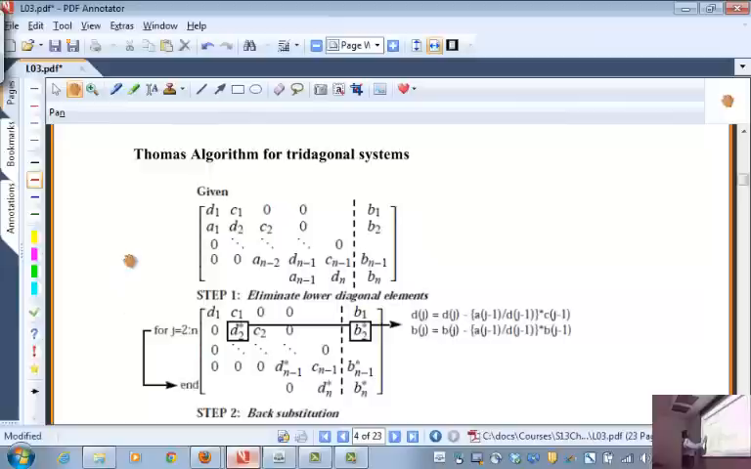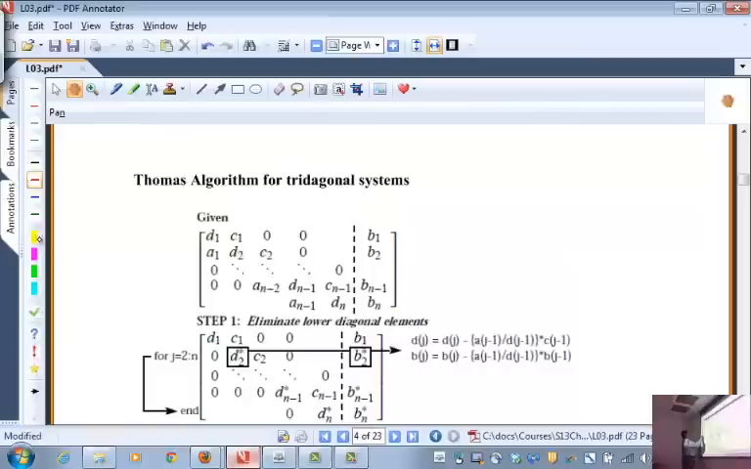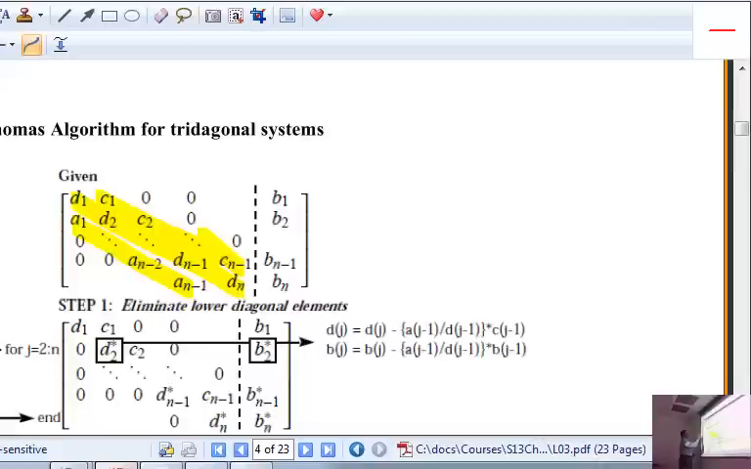Okay, so I just wanted to introduce you to the Thomas algorithm, which is for tridiagonal systems. A tridiagonal system, as we saw, is one that has elements on the diagonal, one above the diagonal, and one below the diagonal. And we still have an equation of the form Tx equals b.